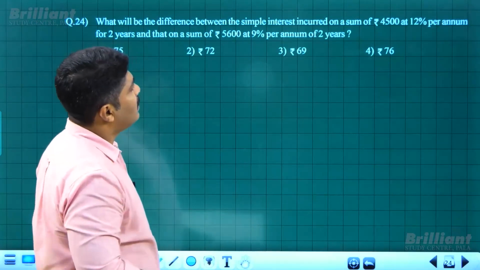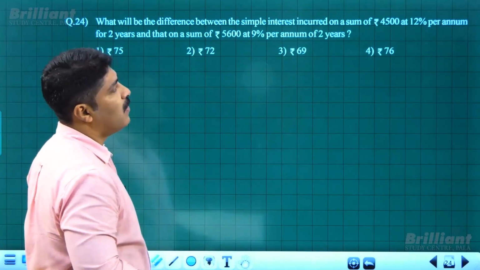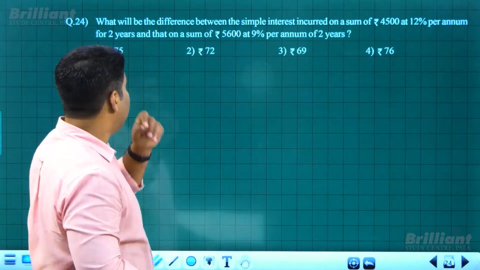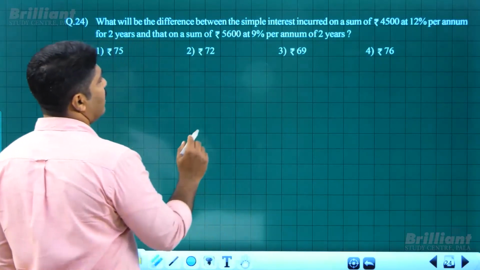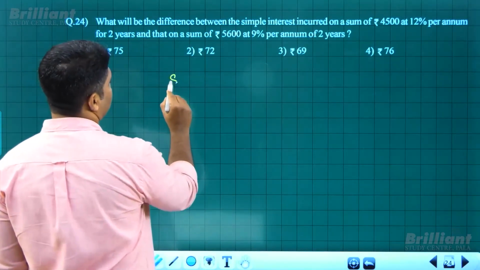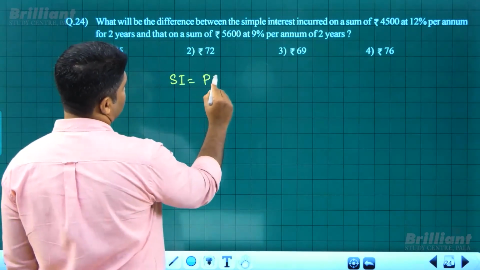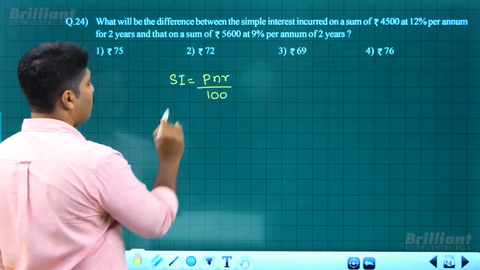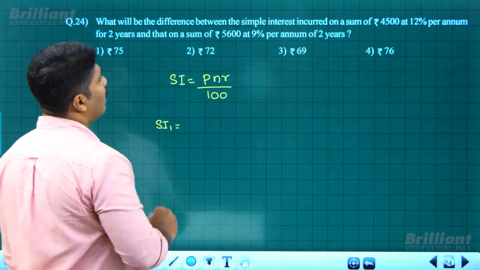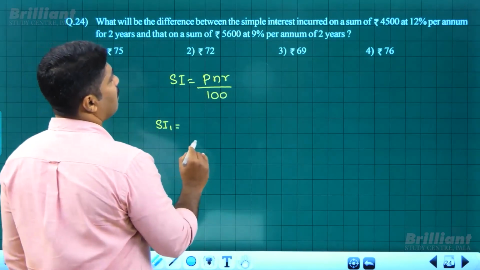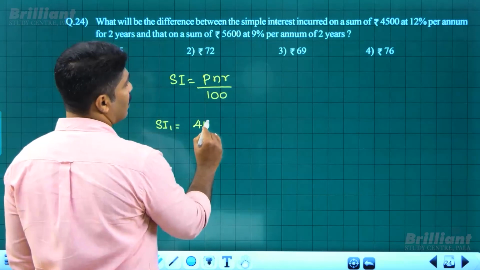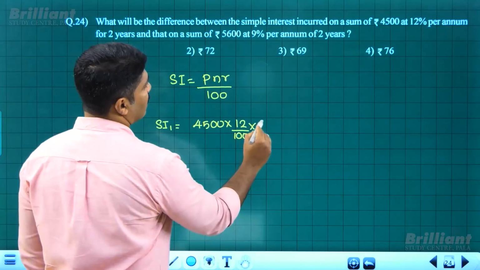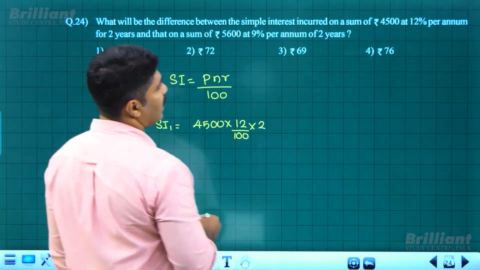So then our second last question. What will be the difference between the simple interest incurred on a sum of 4,500 at 12% per annum for 2 years, and that on a sum of 5,600 at 9% per annum for 2 years? So first of all, you just recall the results. What is simple interest? How to find it? Simple interest is equal to PNR by 100. So here the first simple interest we can find. Here the principal amount is 4,500 and 12%. How many years there? 2 years.